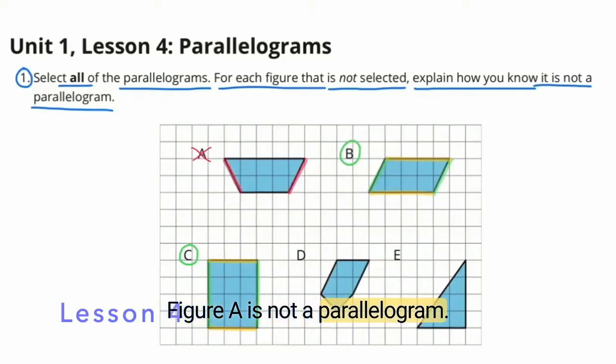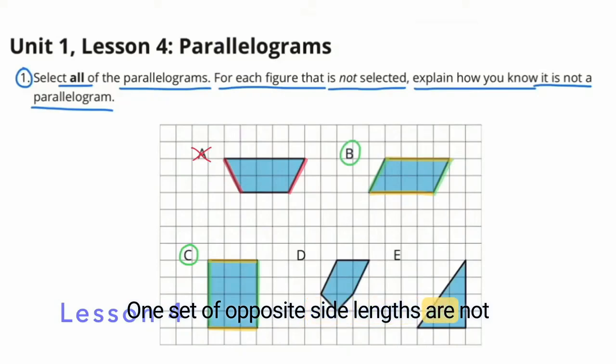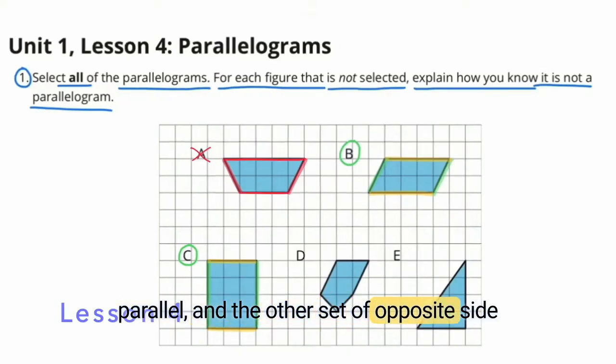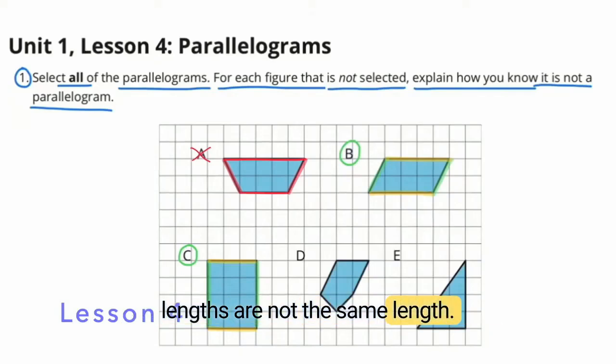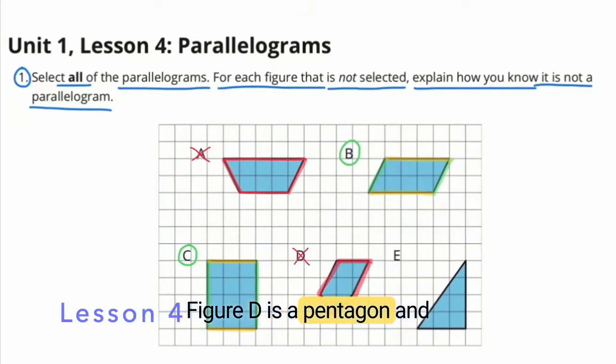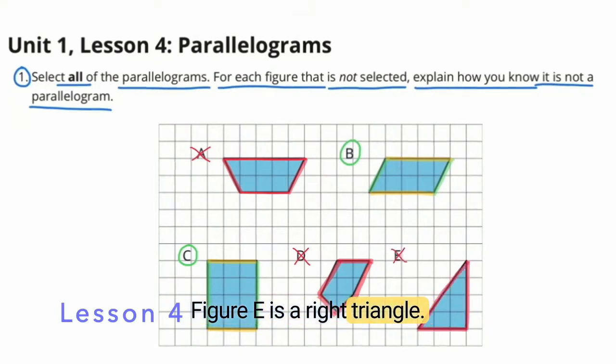Figure A is not a parallelogram, it's a trapezoid. One set of opposite sides are not parallel, and the other set of opposite sides are not the same length. Figure D is a pentagon, and figure E is a right triangle.